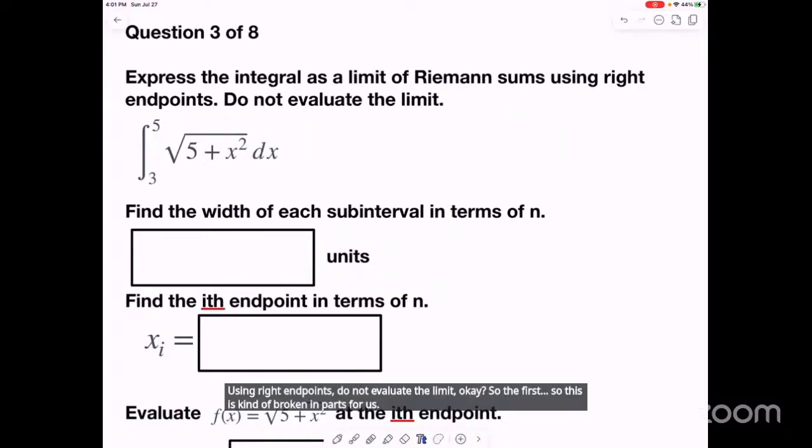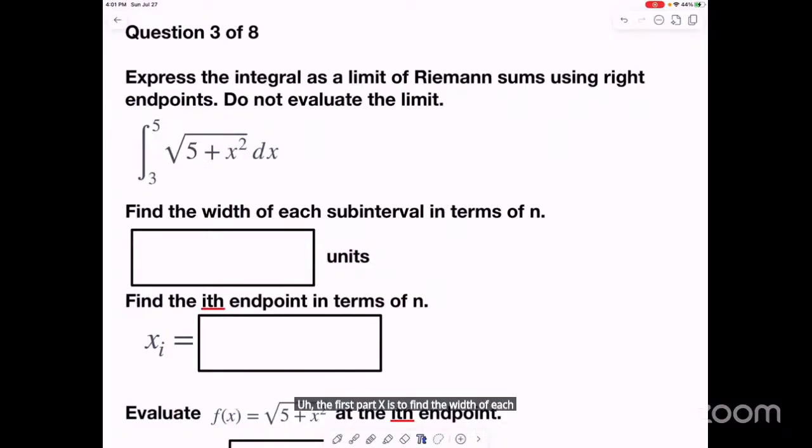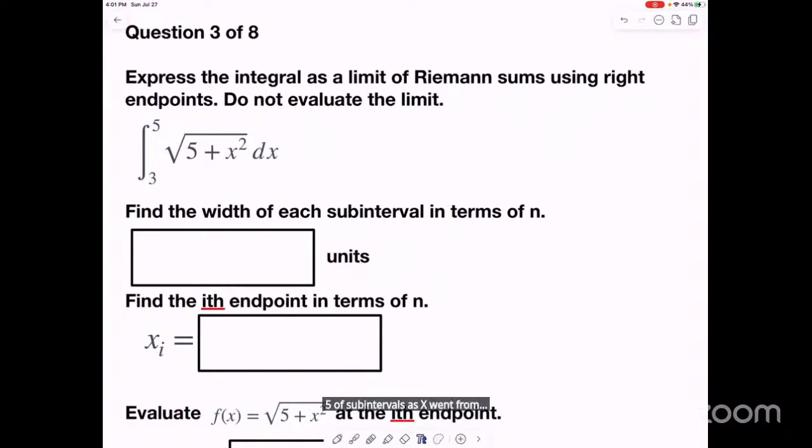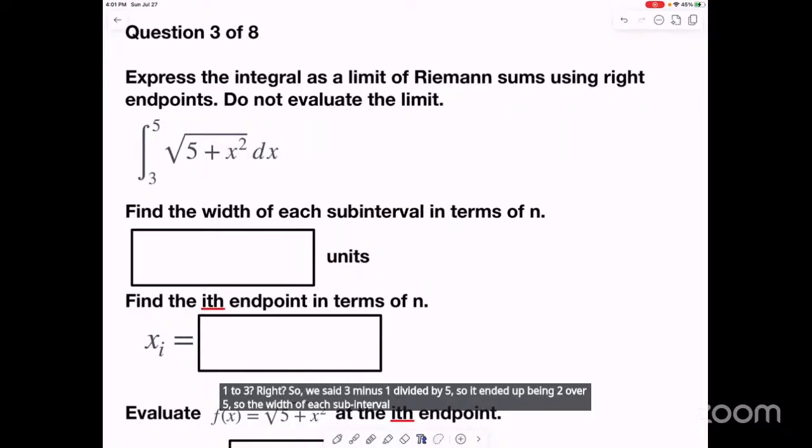The first part asks us to find the width of each subinterval in terms of n. So in the previous couple of questions, the first one I think said 5 subintervals as x went from 1 to 3, right? So we said 3 minus 1 divided by 5. So it ended up being 2 over 5. So the width of each subinterval was 2 over 5 or 0.4.